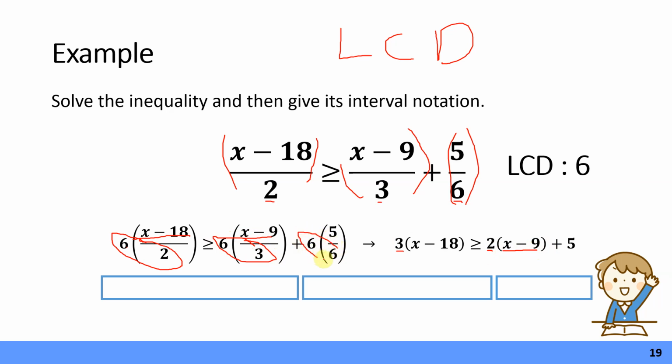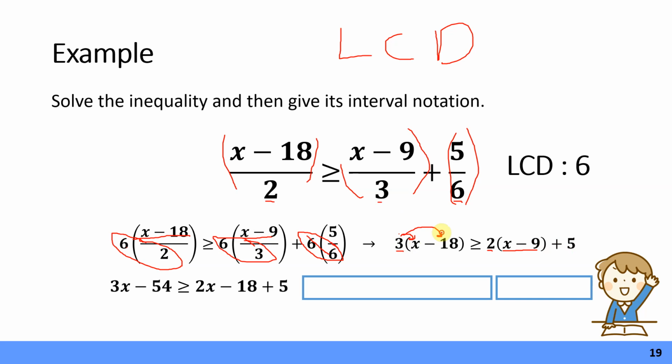And then do the same thing here. 6 divided by 6 is just 1, so I didn't put it, or you could just cancel them out. It doesn't matter. So I'm just left with the 5. And then from here, you guys are experts on this, right? Distribute. That gives me 3x minus 54. 2x minus 18. And then the plus 5 stays there.